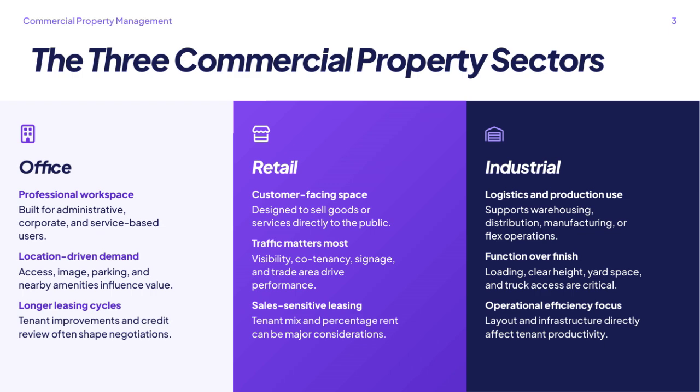Lastly, industrial properties support warehousing, distribution, manufacturing, or flexible operations. Here, logistics and production needs are paramount. Important features include adequate loading areas, clear height for storage, yard space, and easy truck access. Unlike office or retail, industrial spaces prioritize function over finish, as the layout and infrastructure have a direct impact on tenant productivity. Overall, the focus is on operational efficiency. Understanding these distinct characteristics helps in managing commercial properties effectively and tailoring strategies to each sector's unique demands.